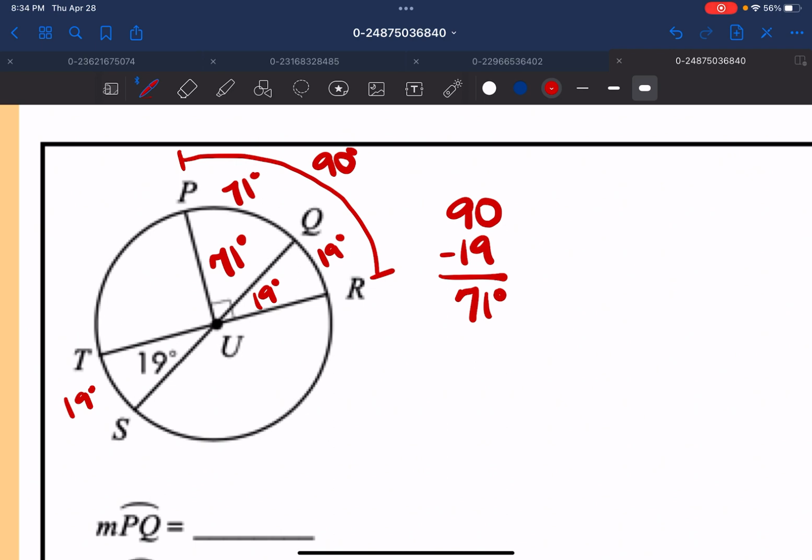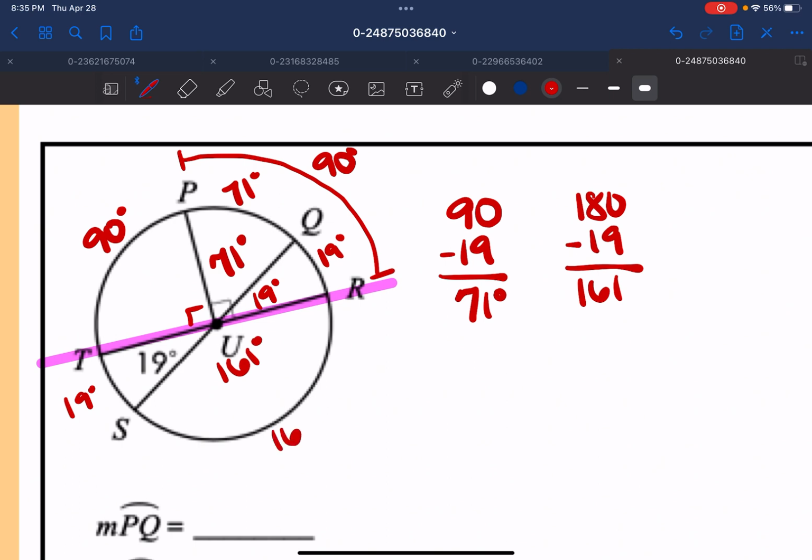Okay, a couple other things we're going to think about here is if this is a diameter, remember diameters are going to split the circle in half. So if the top half equals 180, we know that this angle has to be 90 also. The bottom part of that also equals 180. So if we know part of it's 19, we can subtract the 19 from 180, and we will get 161 as our missing piece. If you want to do a quick check, all you have to do is add all those angles or add all those arcs together, and you should get 360 degrees.